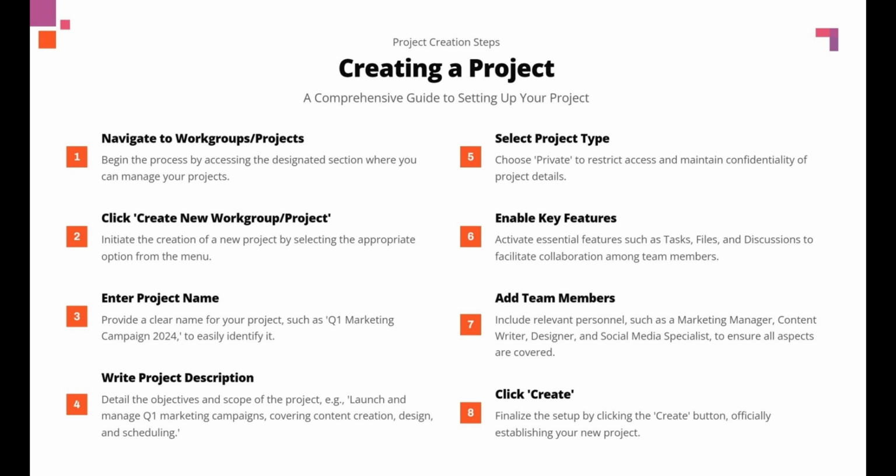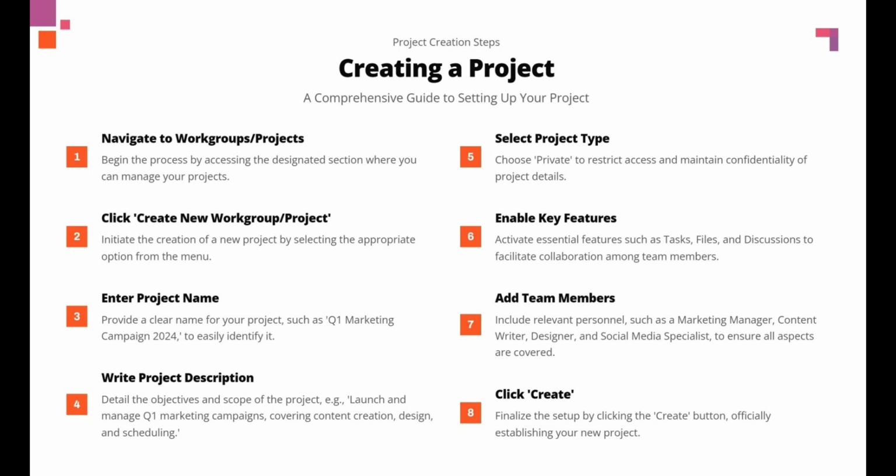Then we will enter the project details, where we have to provide a clear name for the project, such as Marketing Campaign 2024, for easy identification. Afterward, we can give the detailed objectives and the scope of the project, for example, launch and manage marketing campaigns covering content creation, designs, and scheduling.